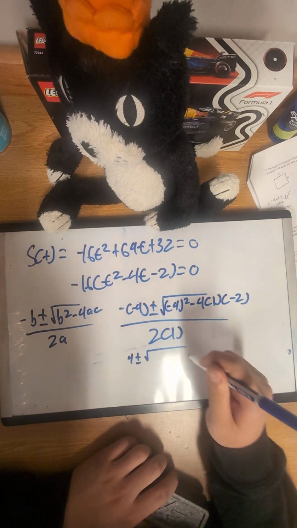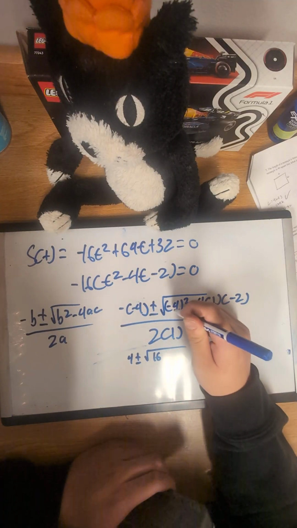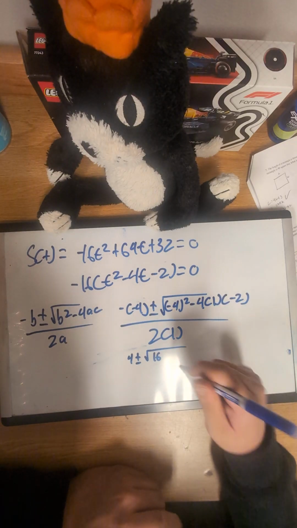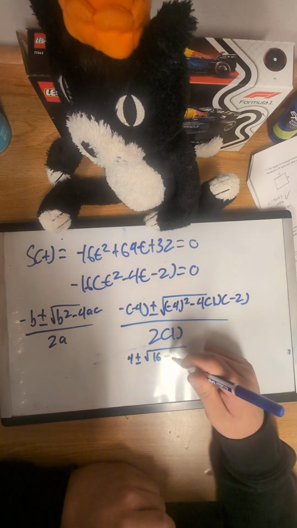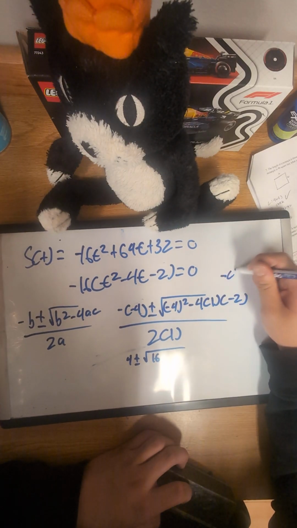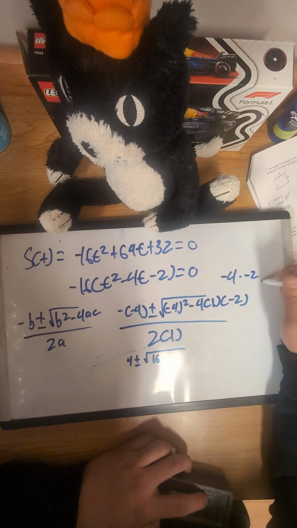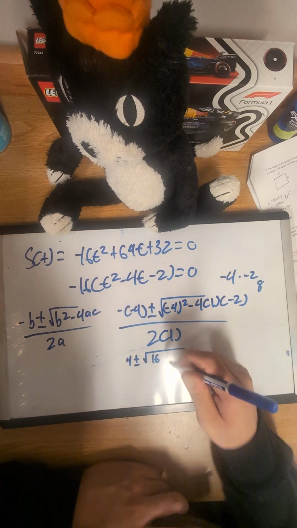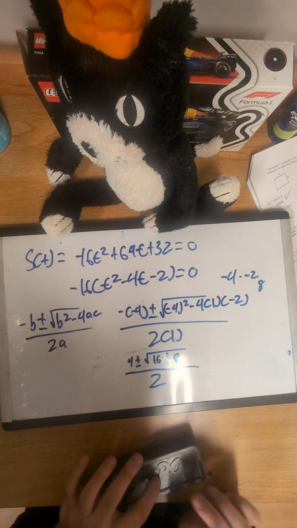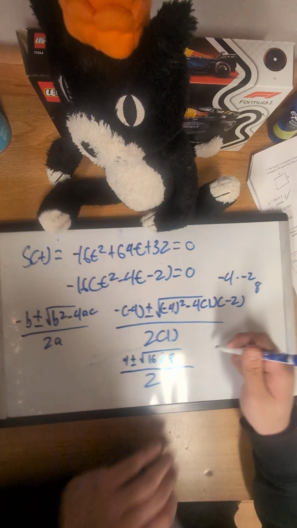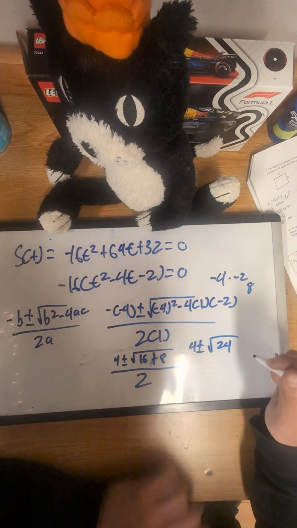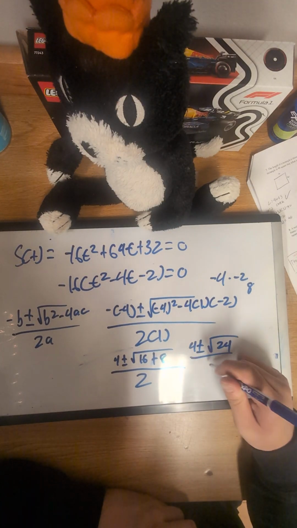So simplifying that, we get 4 plus or minus the square root of, that'd be 16, because of the negative in parentheses with an even exponent, minus, we'll leave that for now as we solve this first. So negative 4 times negative 2 equals positive 8. So this would be plus 8, so that's going to look like 4 plus or minus the square root of 24, all over 2.